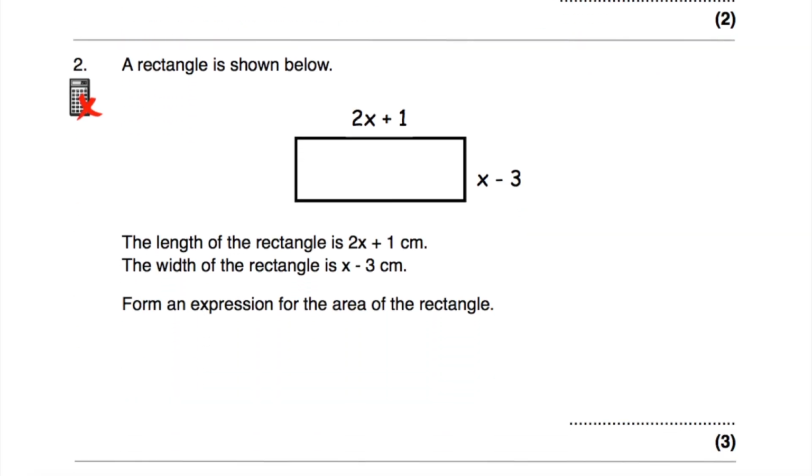Okay, question number 2. We've got a rectangle, and we've got its length and its width. Its length is 2x plus 1 centimetres, and its width is x minus 3 centimetres. And you've been asked to form an expression in terms of x for the area of the rectangle.